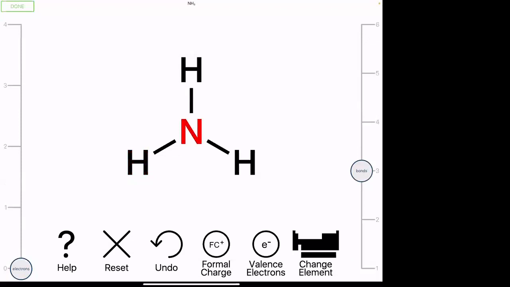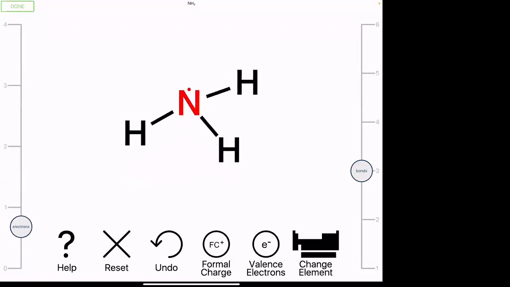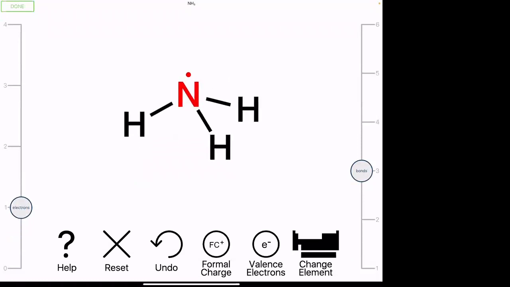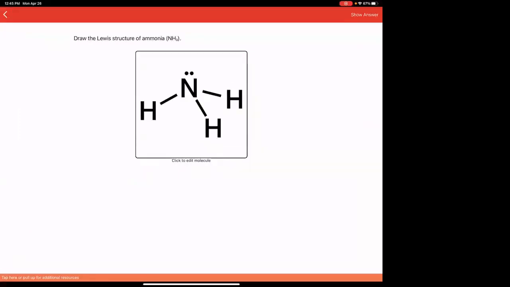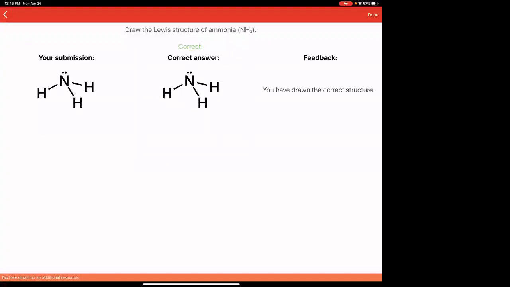And notice on the far left, you have electrons. So if I put that slider up to 1, there's 1 electron on the nitrogen, but I want more than that. I want to actually have a pair. So if I run the slider up to 2, notice that I actually end up with a pair of electrons on the nitrogen. And that actually ought to be the same Lewis structure that I gave you guys before. Okay, so there it is. So I can click done. And I could actually show the answer and it'll tell me hopefully that I got it right. Oh yeah, it tells me I got it right.